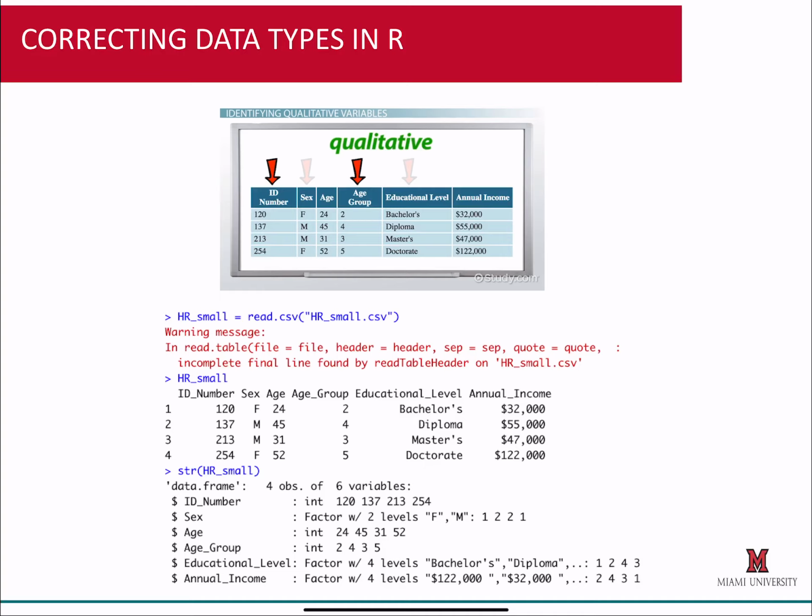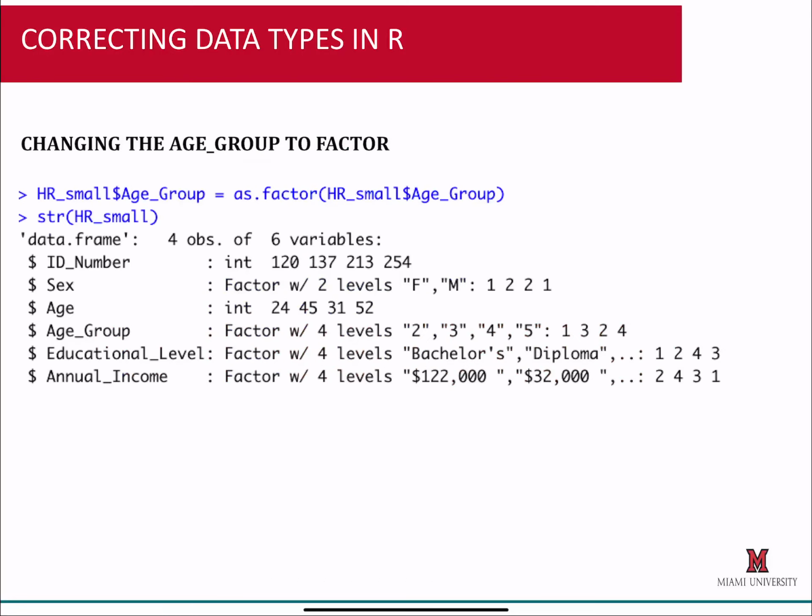Right. So we took a look at the example in R using the small human resources data set, and we found that there were variables that were misspecified. So we went ahead and changed some of those. For instance, annual income, we changed from being a categorical variable to a numeric variable. We changed age group from a numeric variable to a categorical variable. So that is very common.